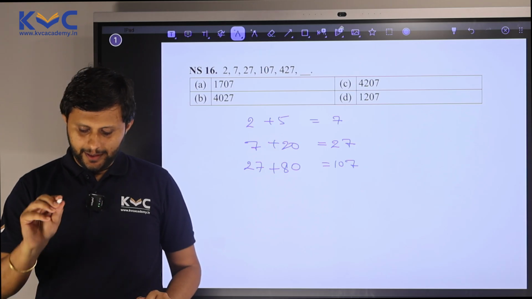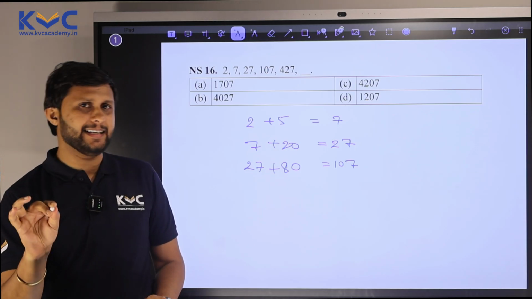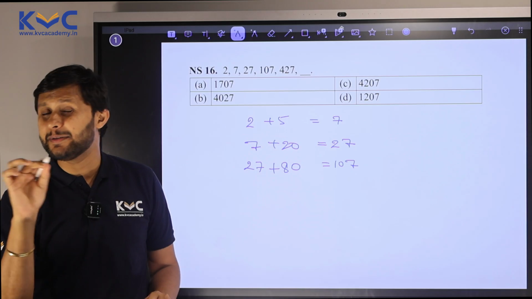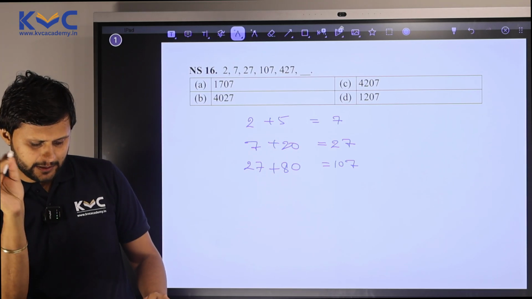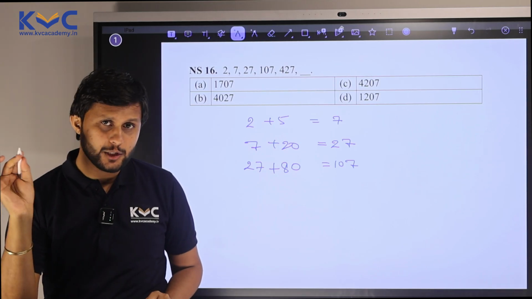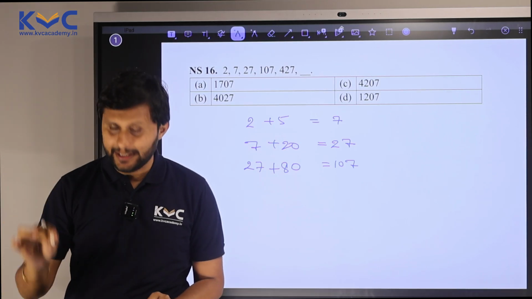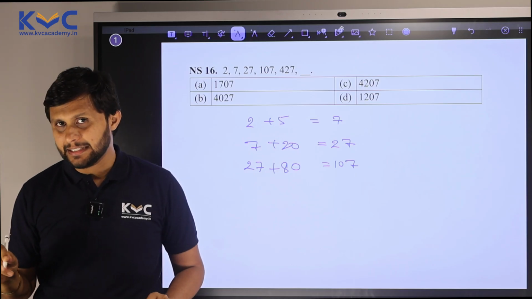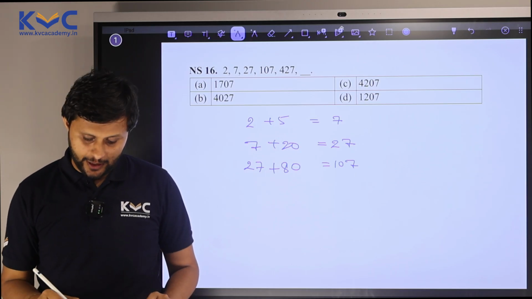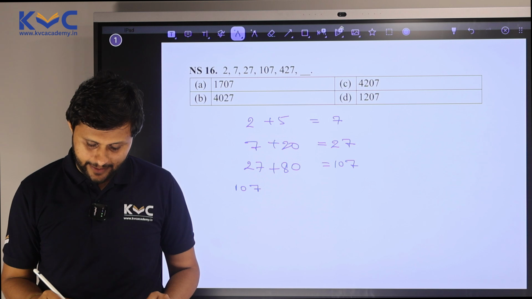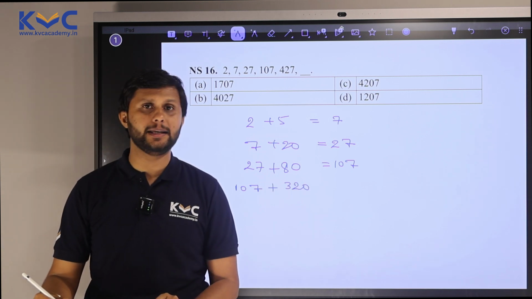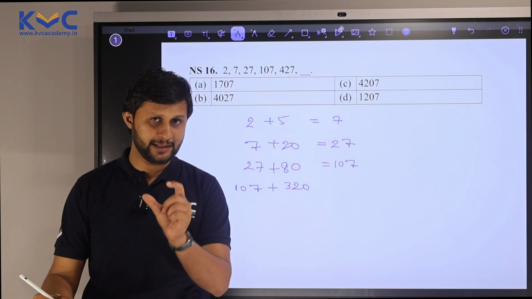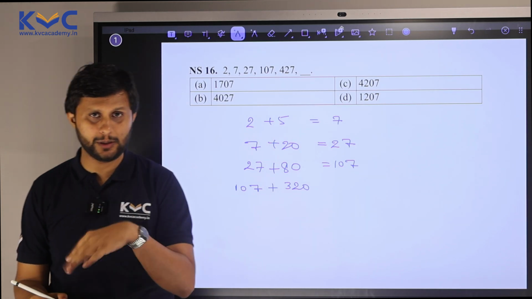Correct. Trying to get the logic. First time difference was 5. Second time difference was 20. Third time difference is 80. What's the connection between these? 5 into 4 is 20. 20 into 4 is 80. So it should be 80 into 4. So if I take 107 plus 80 into 4, that is 320. I'm taking the difference and multiplying it by 4 to the previous difference.